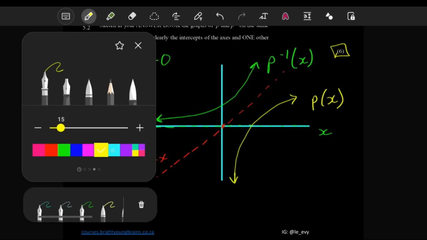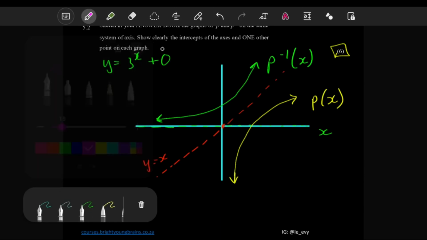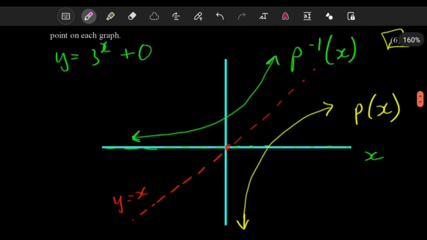So they said we should also show the intercepts and one other coordinate. This point here, we know it's always going to be a 1. The reason we know is because if you throw x in as 0 here, your y value comes out as 1. And because these are reflections of each other, if it's a 1 over here, it's definitely going to be a 1 over there.